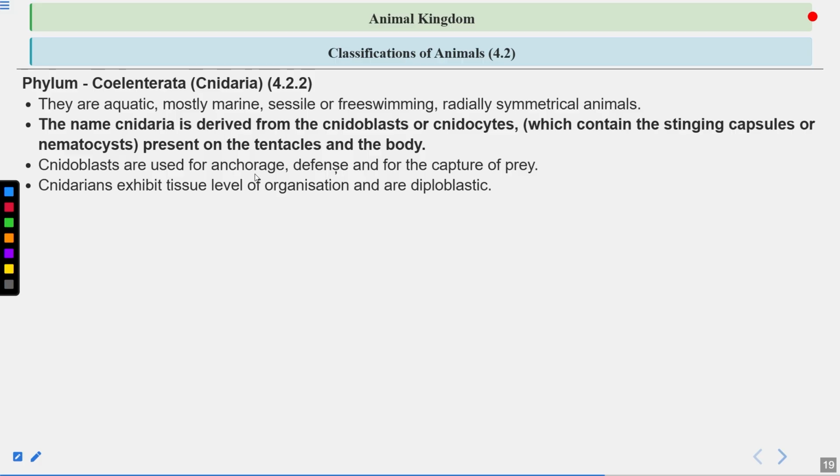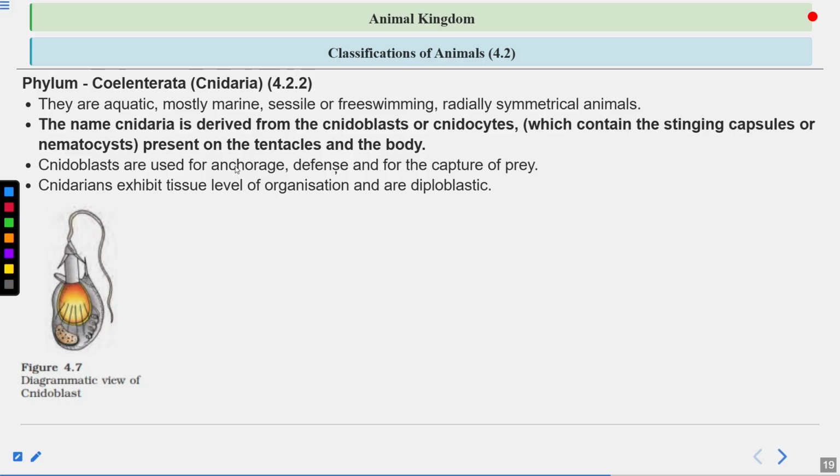Cnidarians exhibit the tissue level of organization and they are diploblastic. In the previous phylum, we saw that they have the cellular level of organization, but in the case of cnidarians or coelenterata, they have the tissue level of organization. Here the many cells that are present are compactly arranged and all perform one specific function, and that is why they form a tissue. Diploblastic means they have only the ectoderm and endoderm, and in between ecto and endo they have the mesoglea layer. That is not cellular. Diploblastic.